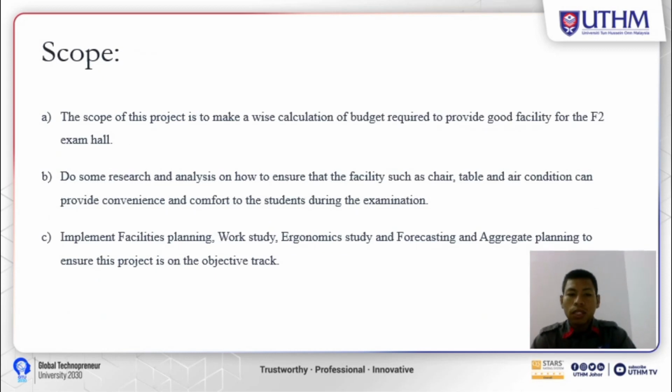Next, our scope. The scope of the project is to make a wise calculation of the budget required to provide good facility for the F2 exam hall. Second, to do some research and analysis on how to ensure that the facility such as chair, table and air conditioner can be provided conveniently and comfortably to the student during the examination. Third, implement facility planning, work study, ergonomic study, and forecasting and aggregate planning to ensure this project is on the objective track.